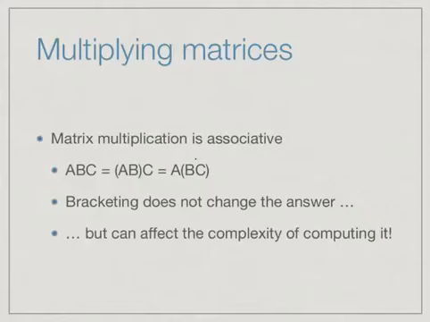So the bracketing doesn't change the answer, the final value is the same, but it turns out that it can have dramatic effects on the complexity of computing the answer. Why is this the case?